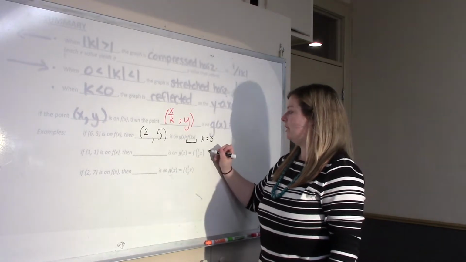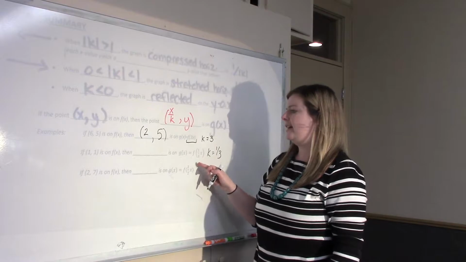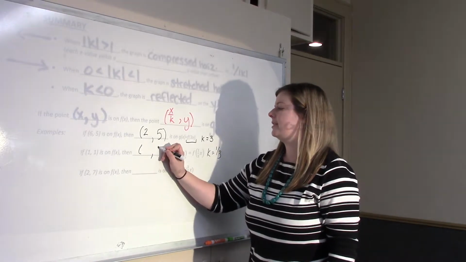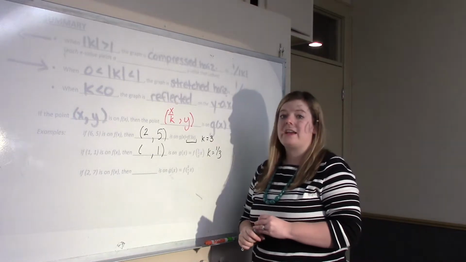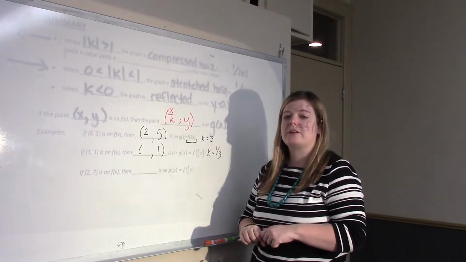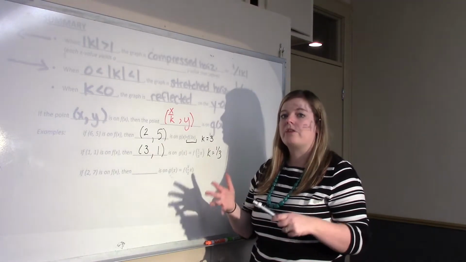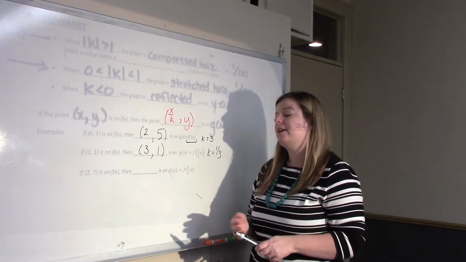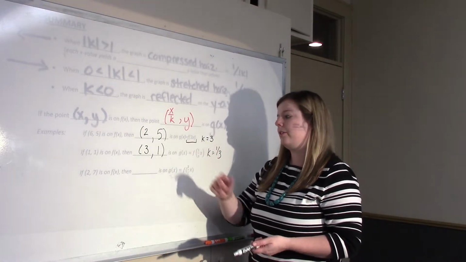Okay, in this example, k is equal to 1/3. Our y value stays the same, but our x value is being divided by 1/3. Another way of thinking about being divided by 1/3 is being multiplied by 3. So dividing by 1/3 is the same as multiplying by 3. Or you can just use your calculator. 1 divided by 1/3, you get 3.